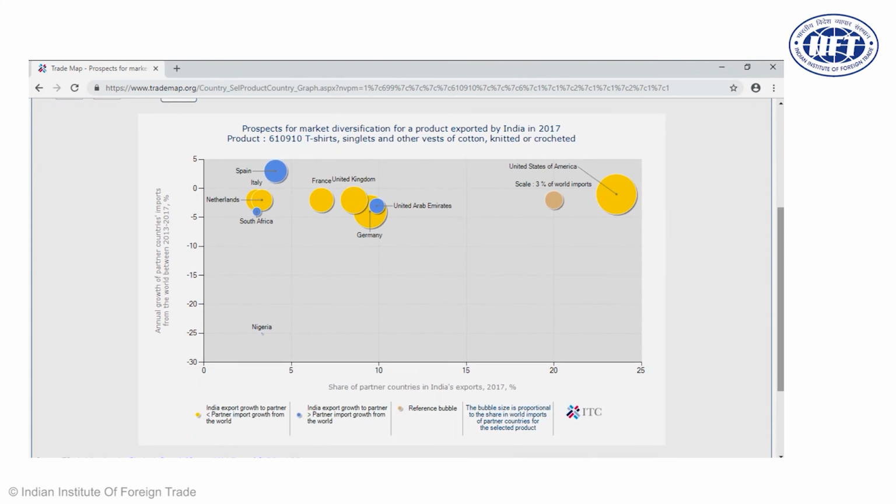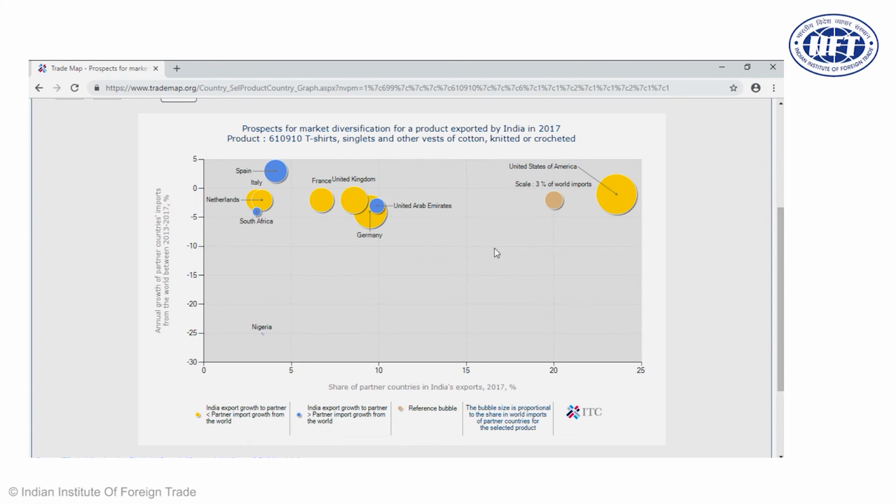The yellow bubbles show that Indian export growth to these countries is, let's say, 5% as compared to the import growth of these countries from the world of 7%. That means our reach in these markets is below these countries' ability to grow. So here the idea is India might be able to export to these countries in the long run, but only after understanding which barriers constrain India's exports in these markets.